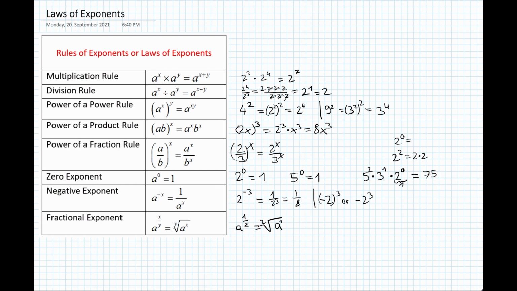So the numerator goes in over the a, and the denominator goes over the root.